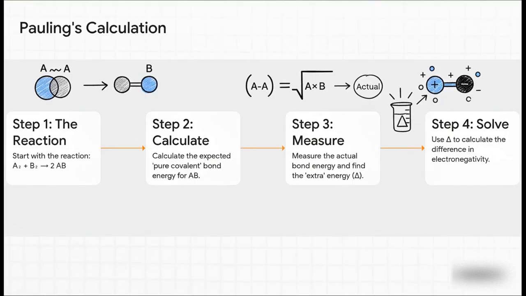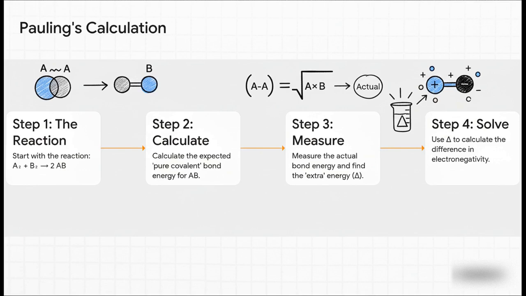Pauling's logic here was just so clever. He said, okay, imagine a perfectly covalent bond between two different atoms, A and B. He figured its strength should just be the average of the AA and BB bond strengths. But then he compared that expected value to the actual bond energy that was measured in experiments. And what he found was that the real bond was always stronger than his purely covalent prediction.